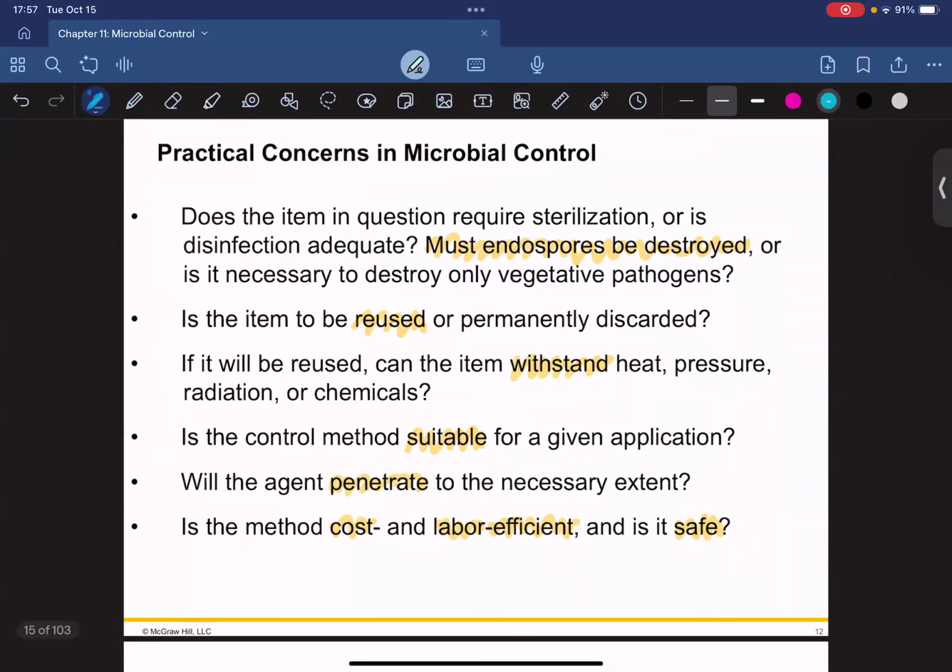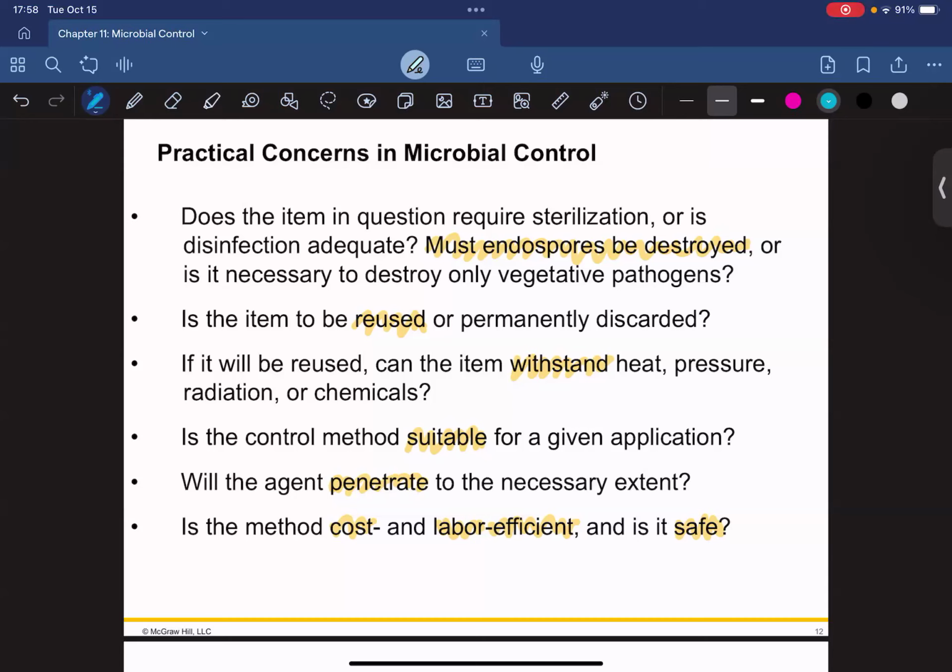Ready. If you are looking at picking your means of removing microbes, you want to remove microbes, but do you need to destroy the endospores, or is just the vegetative okay? Do we need to reuse it, or are we going to use it this one time and then discard it, like we would with a syringe typically? Does it need to withstand heat or pressure or radiation or chemicals? Is it able to withstand those things, and is that suitable for that application? Will it penetrate as much as you need it to, and is it cost effective?